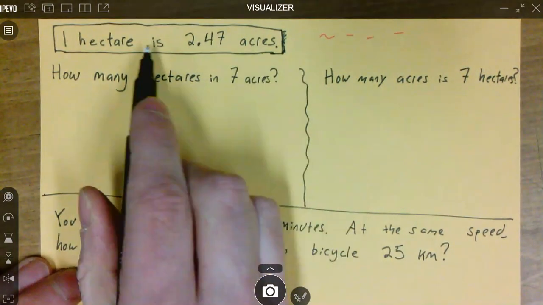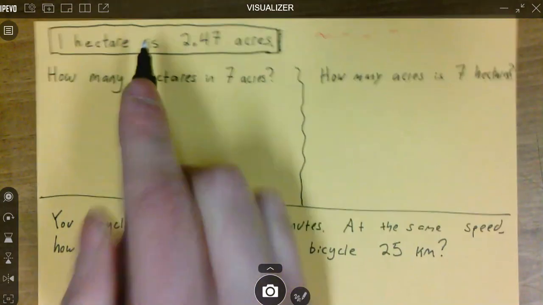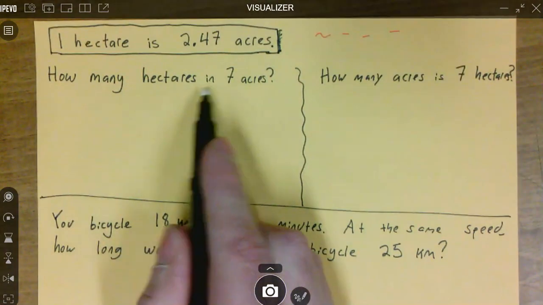That's the imperial and the metric measurements for large areas. It's often used if you're buying a big plot of farmland or something. It might be quoted as acres in the United States or hectares in Canada. So how many hectares are in 7 acres?